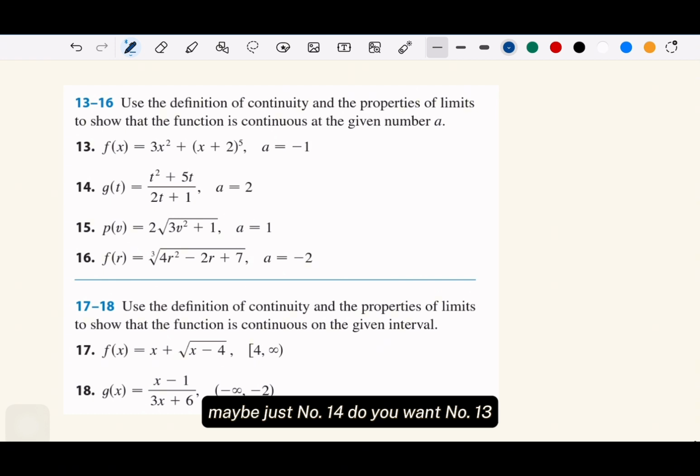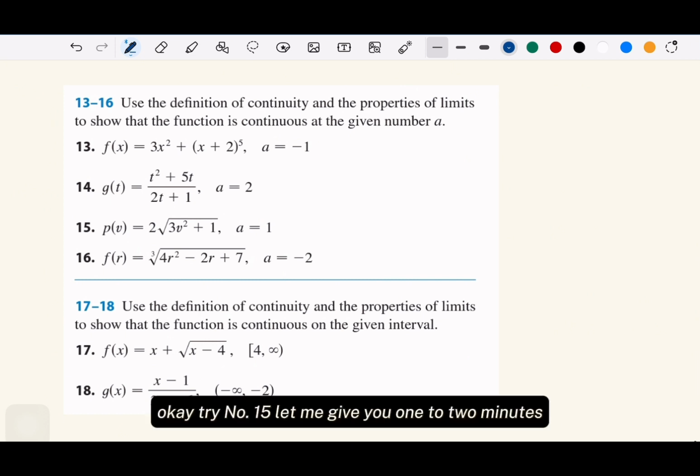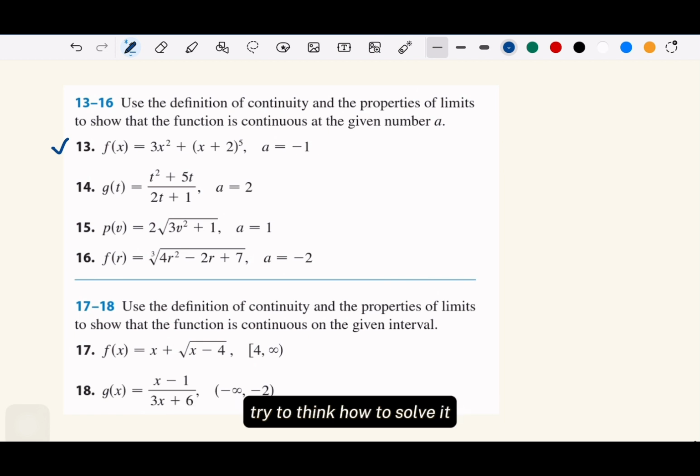Do you want number 13? Yes. What makes you think this is difficult? Can you just go over it? I have to see it to believe it. Okay, try number 13. Let me give you 1 to 2 minutes. Try to think how to solve it.